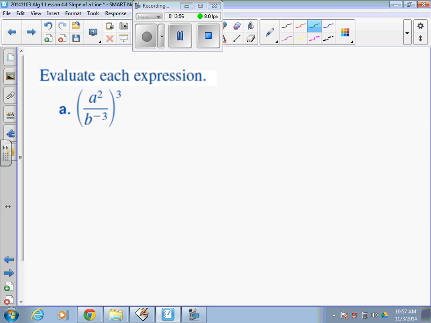Do this one. Take about 30 seconds. Make sure you raise both of them to the third power.